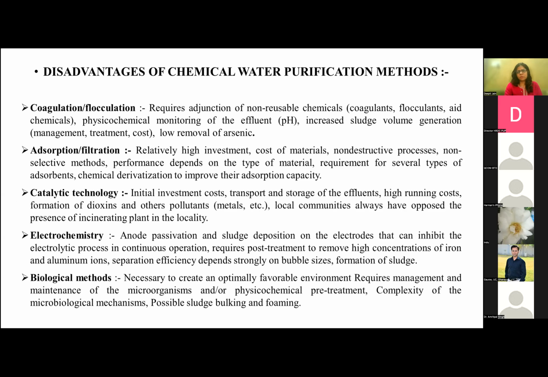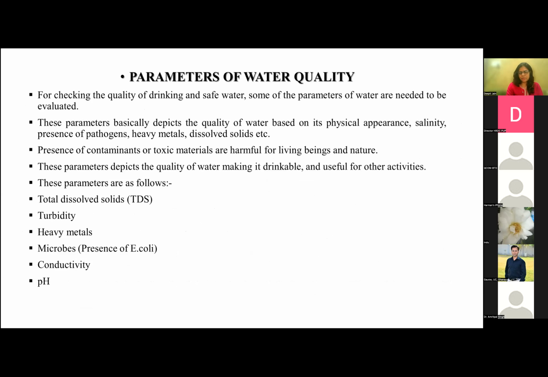So all those methods in which chemicals are being used have some or the other limitation when we practice those methods. Now, what are the different parameters which we should keep a check on? Just a minute.